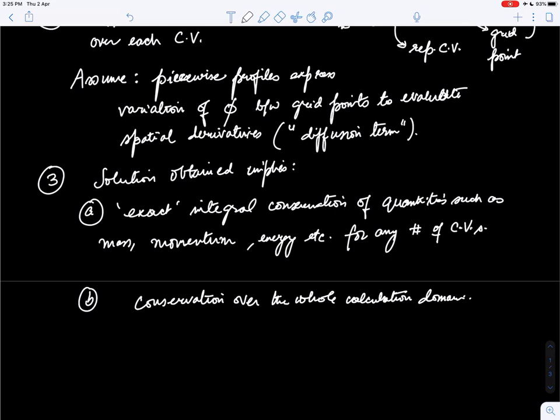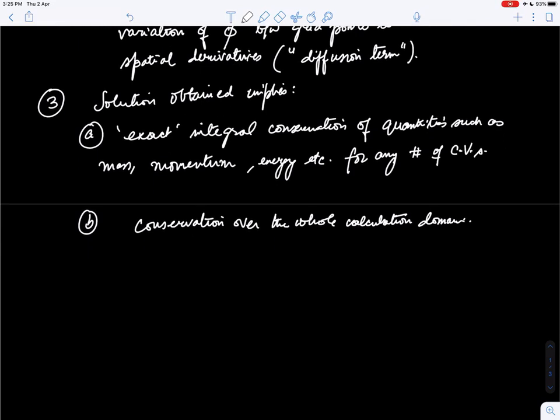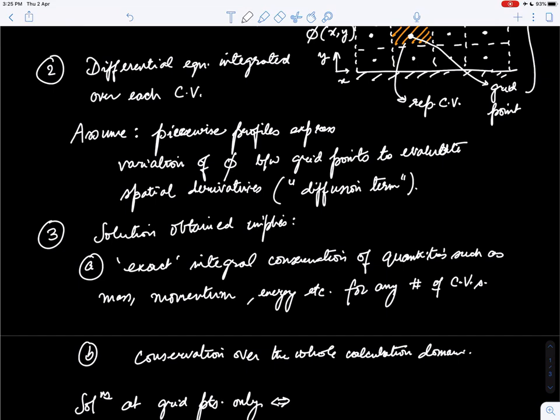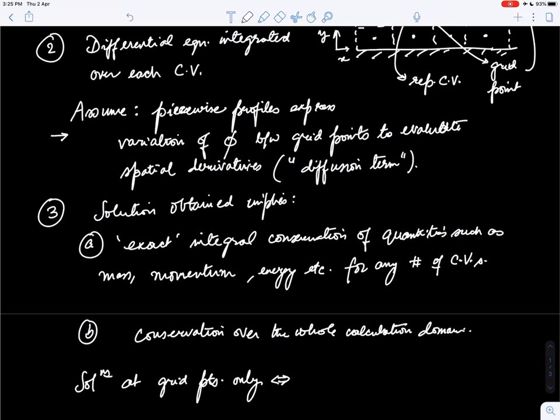Okay, and the other aspect that you should remember is that we are looking for solutions at grid points only. So we're not looking for variation of solution. We're looking at how this parameter phi, or this property phi, varies, and we're probing its values only at grid points. The reason I say this is that we would have assumed some profile to evaluate the spatial derivatives.